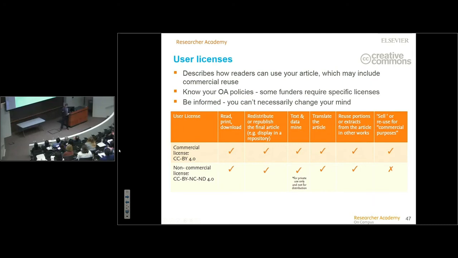What's important is that pretty much all of the licenses, except for the very, very most liberal, are going to require attribution at all points. So just because you're saying someone can do these things doesn't mean you're not going to get credit for it. They should still be citing the article.